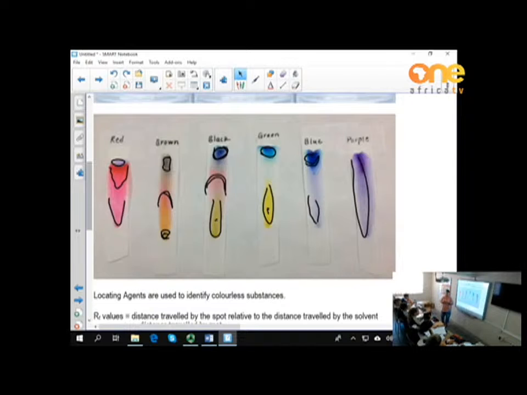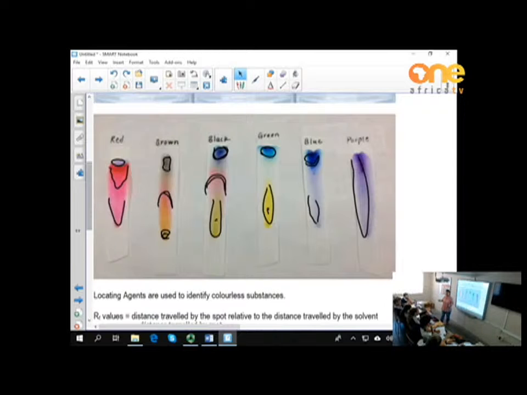But these substances don't have color. So I will take a certain size chromatogram. In the laboratories, they will know what sizes work, and they will leave it to draw up the urine for a specific amount of time, because they know at that point the solvent level is at the top of the chromatogram.